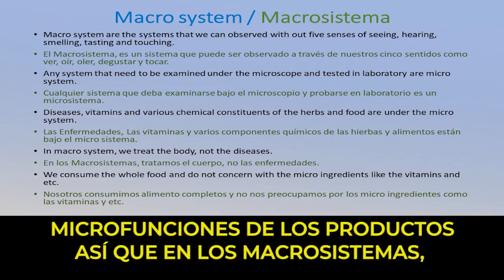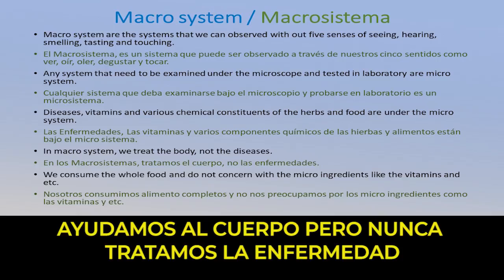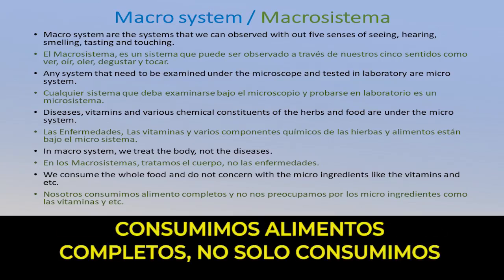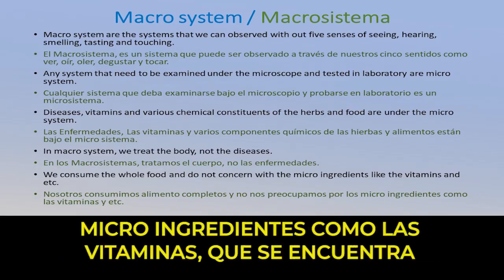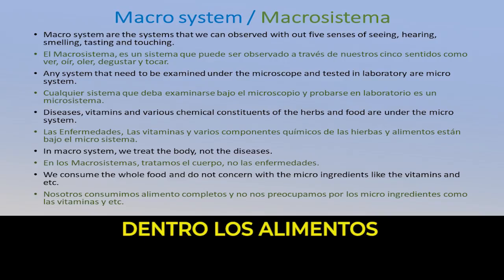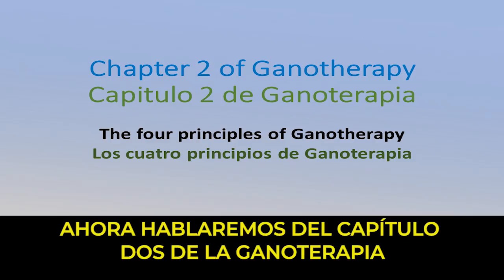So in the macro system, we treat the body and we never treat the disease. Okay, we consume the whole food. We are not concerned with the micro ingredients like the vitamins etc. inside the food. So now we come to chapter 2 of Ganoterapia.